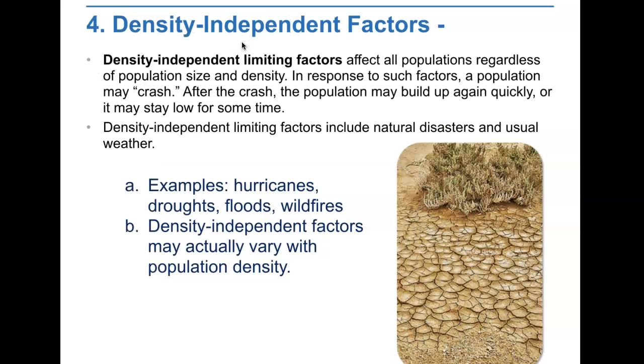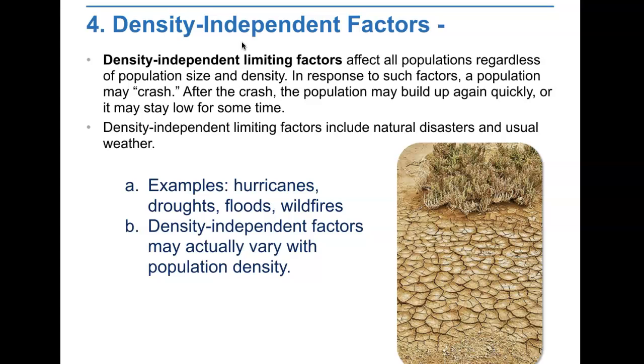Density-independent factors. Density-independent limiting factors affect all populations regardless of population size and density. In response to such factors, a population may crash. After the crash, the population may build up again quickly, or it may stay low for some time. Density-independent limiting factors include natural disasters and unusual weather. Examples are hurricanes, droughts, floods, and wildfires.